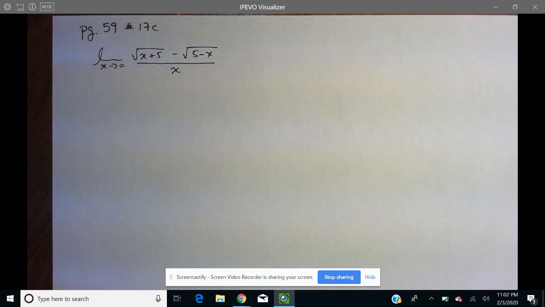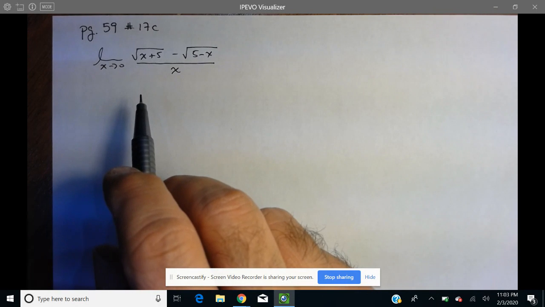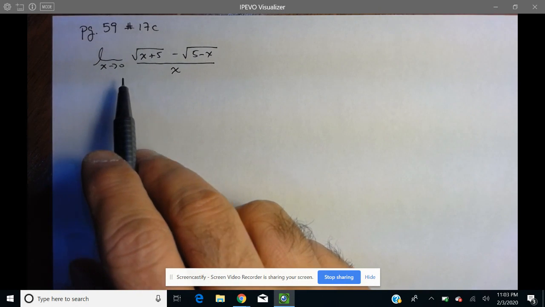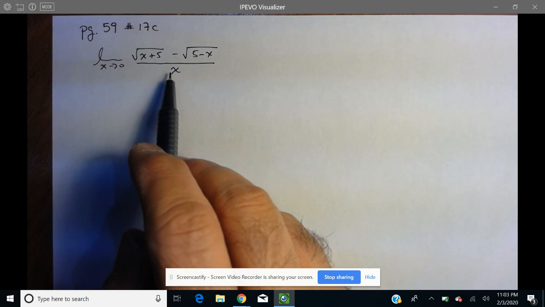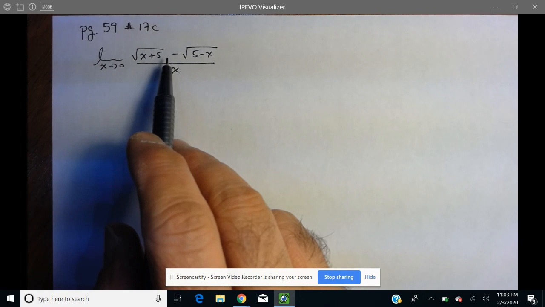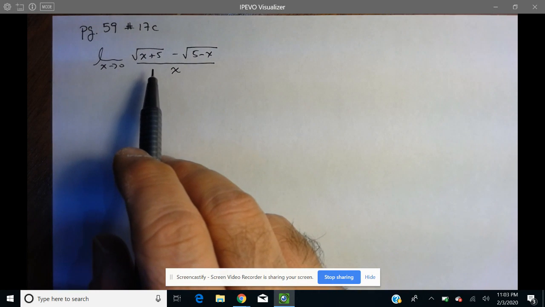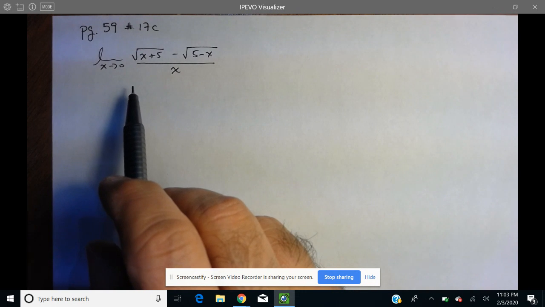Hi folks, we're going to take a look at page 59, number 17C. They're asking us to determine the value of the limit if it exists. The first thing I notice here is that the denominator is approaching 0. So if the numerator isn't also approaching 0, we know the limit's not going to exist. Otherwise, we're going to have to do some work to see if it does. So let's see what happens.